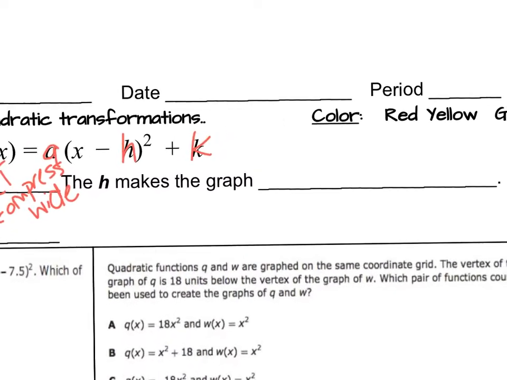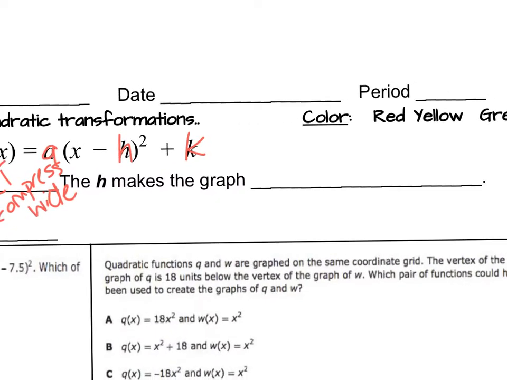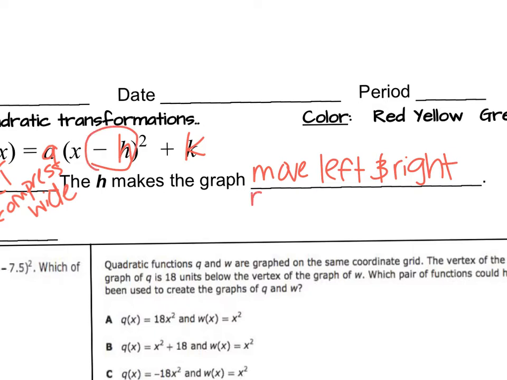The H is inside the parentheses with the X, and remember the X is our left and right axis, so the H makes the graph move left and right. Keep in mind that this is negative H, so that means it moves the opposite direction. A positive H will move to the left, and a negative H will move to the right.